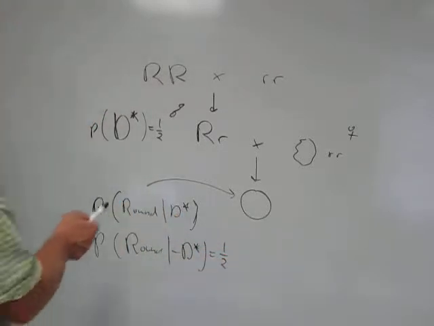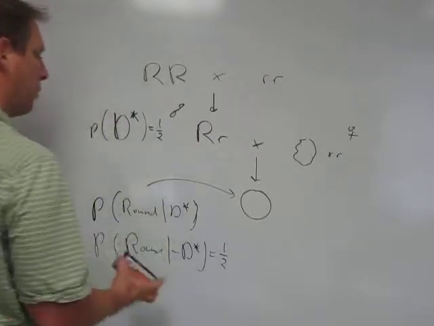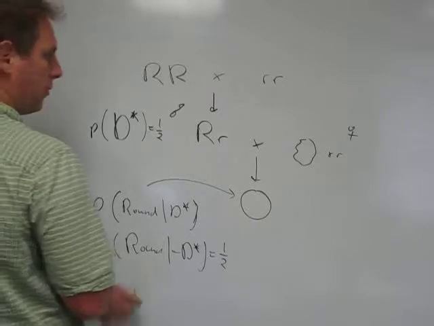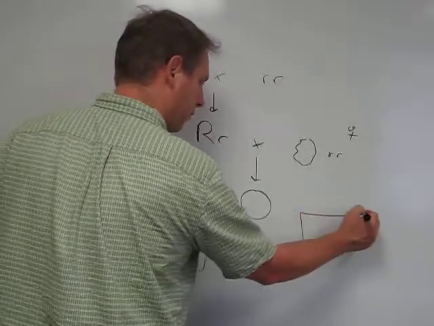But this is a little bit trickier. We want to know what this probability is given that it's D star, and what you need to do is sort of mock up a Punnett square. I'm actually going to basically imagine there's a Punnett square right here.